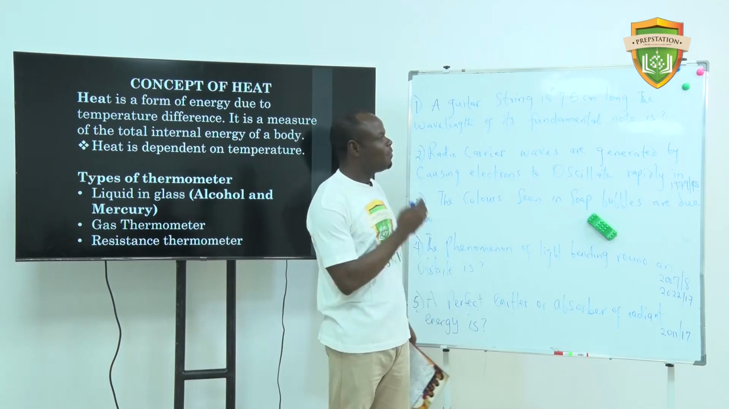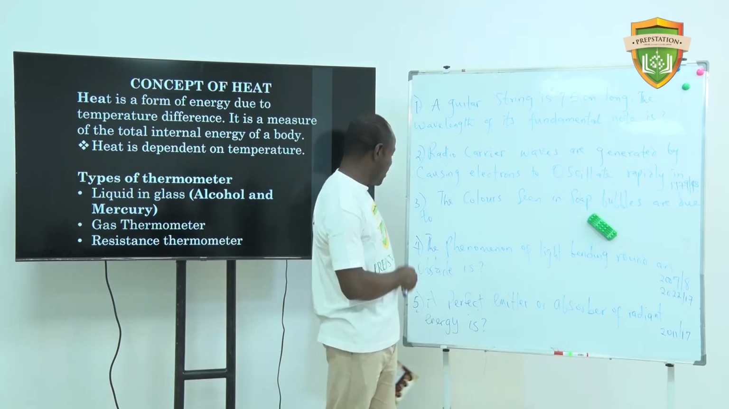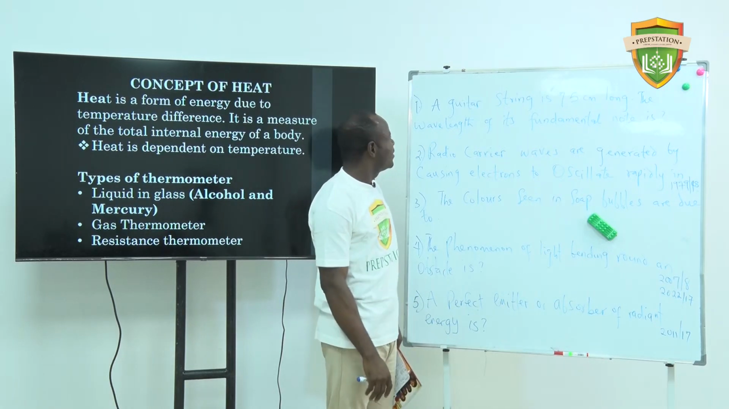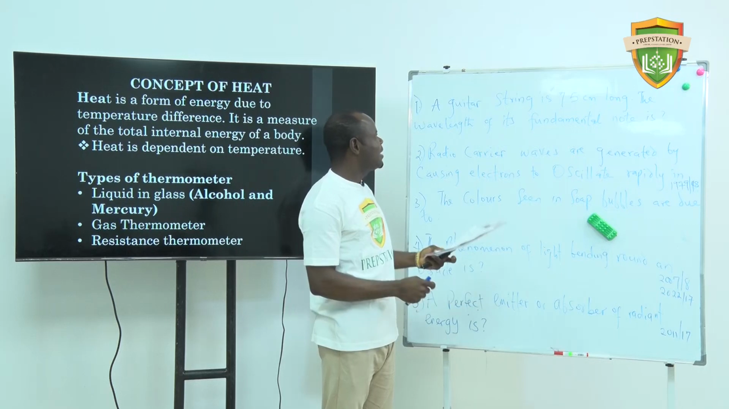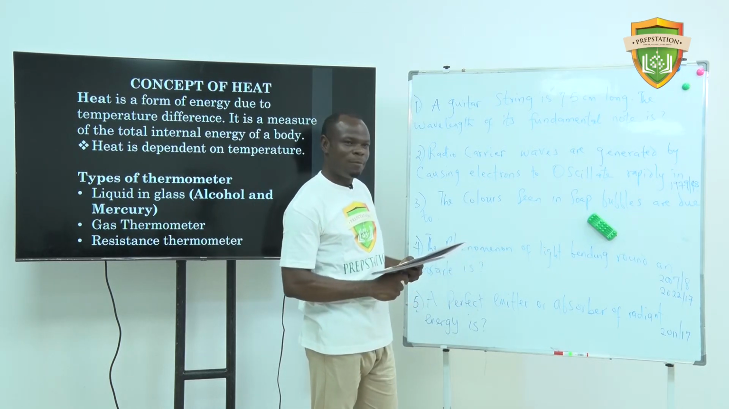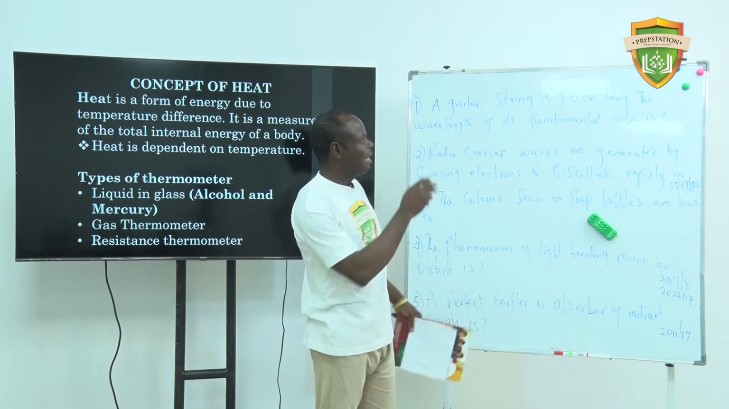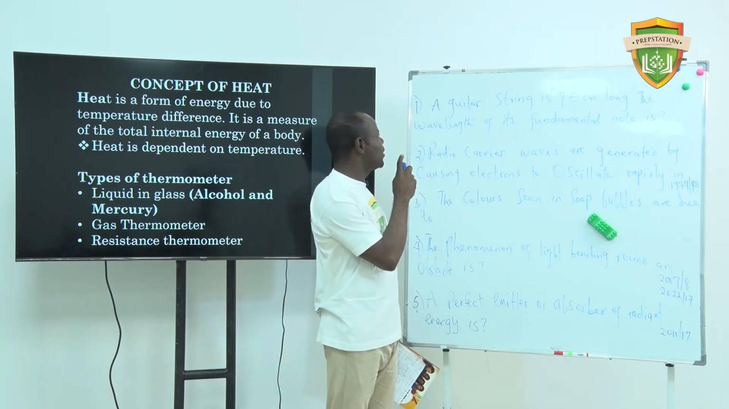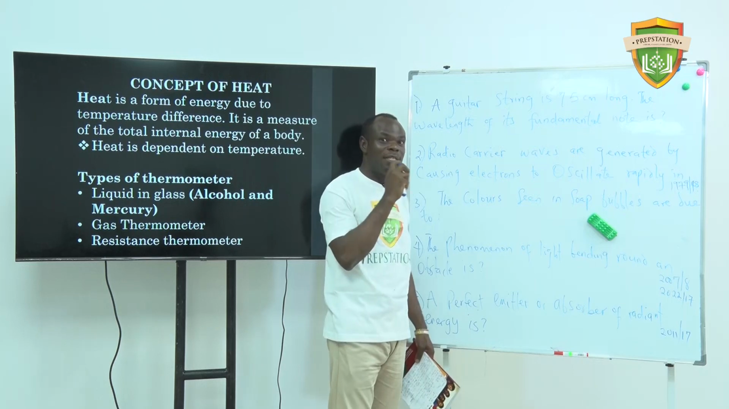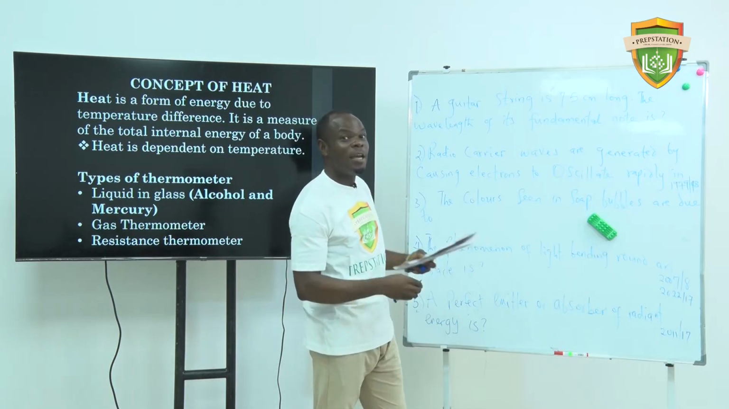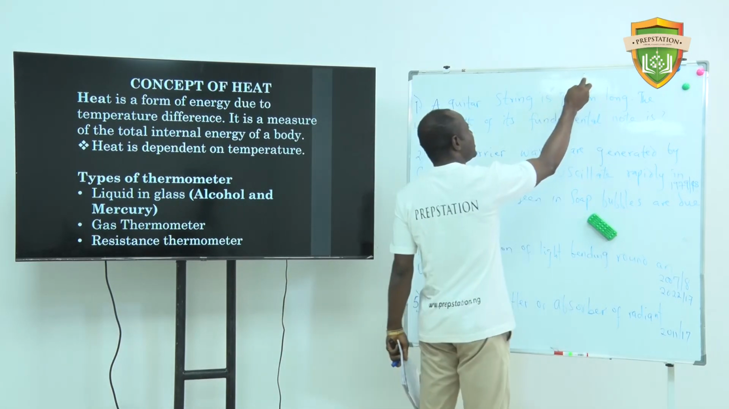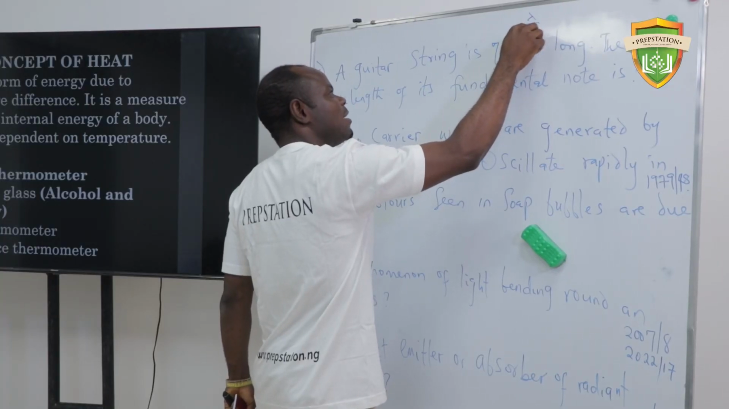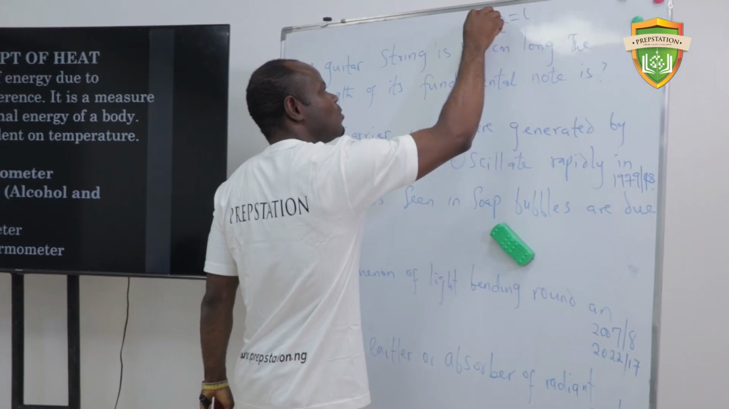Now, still part of the wave concept, we have about 5 questions here that we want to look at. Number 1 says, a guitar string is 75 cm. That's the length of the string. The question is, what is the wavelength of its fundamental note? And you know in a string, for the fundamental note, the wavelength over 2 equals L. This is what you have.